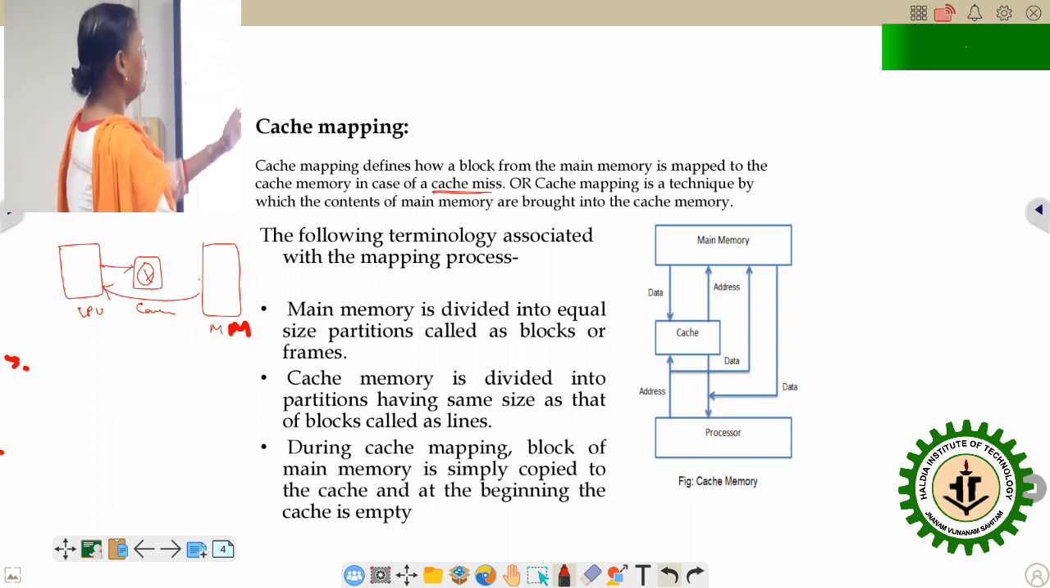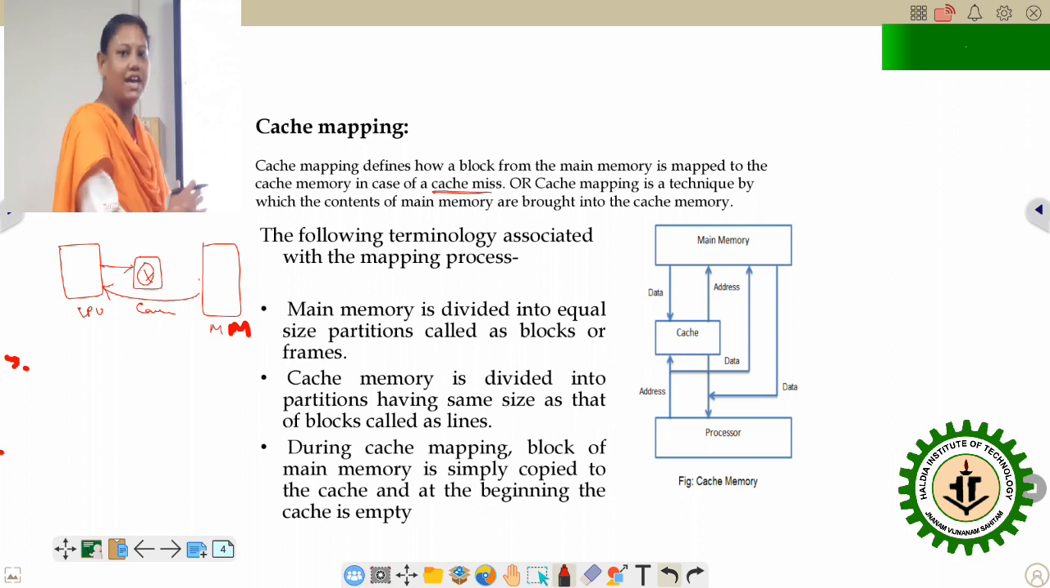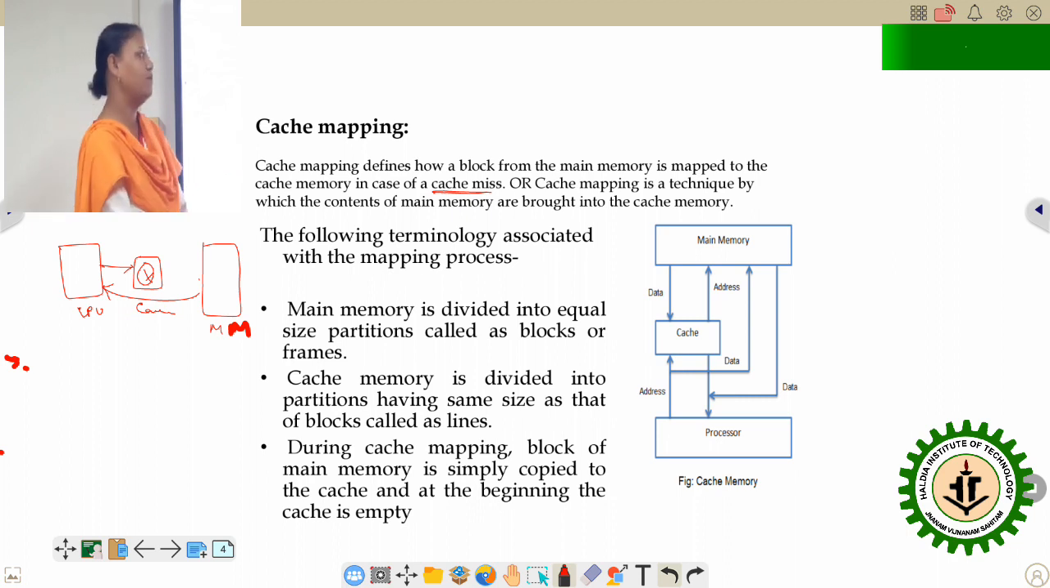So, as in the first line, when a cache miss occurs, the data transfer from the main memory to the cache memory is known as the cache mapping technique, or cache mapping, by which the content of the main memory is brought into the CPU.